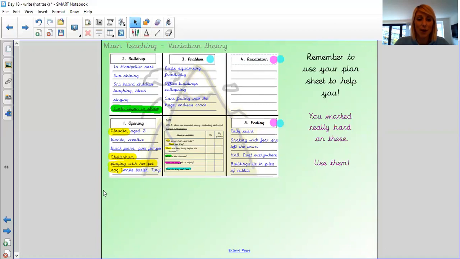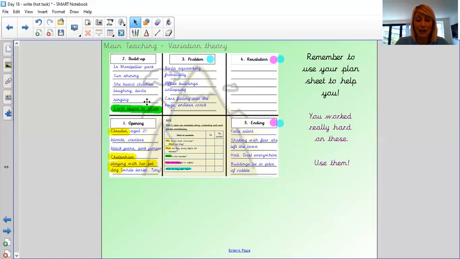Okay, so you can see in my opening, I've got Claudia. She's creative, she's wearing black jeans and a pink jumper. She's in Cheltenham, so that's where my setting for my scene is going to be. She's playing with her pet, so I need to put her dog into my introduction. Those are the bits that I'm going to have in the start of my story, okay? So use what you've got to help you, okay?